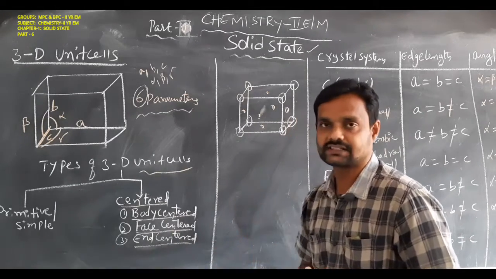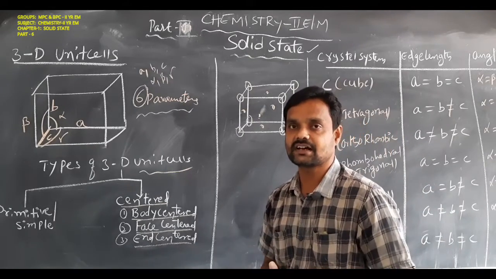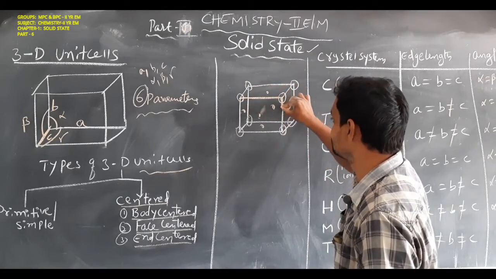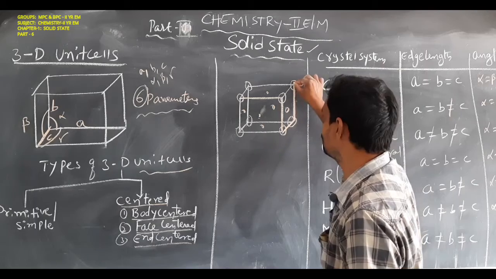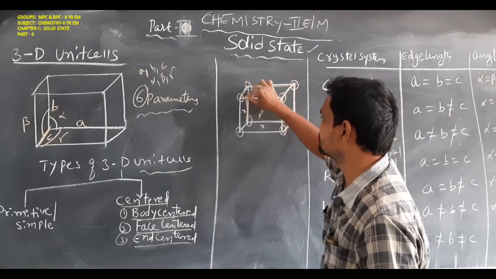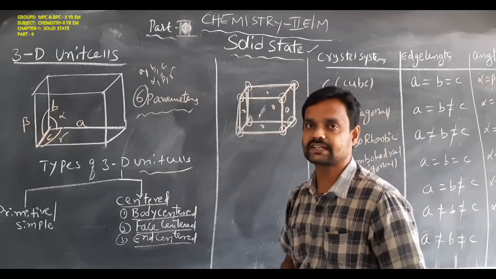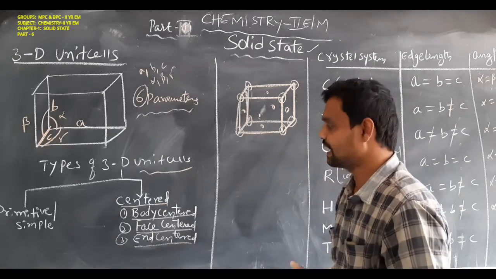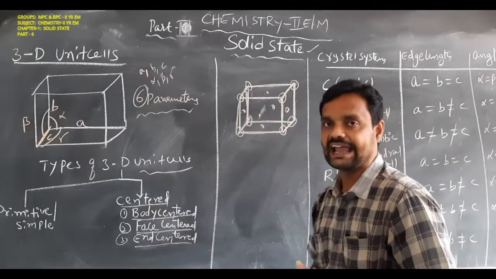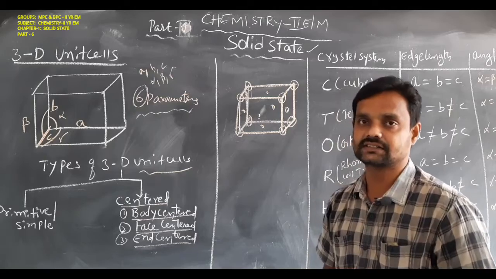Next, end centered unit cell. The atoms are present at the 8 corners and also the atoms occupy the edges. This is the edge. 1, 2, 3, 4, 5, 6, 7, 8, 9, 10, 11, 12. Total how many edges are present? 12 edges are present. So atoms occupy the corners and also occupy the edges of the unit cell. That is called an end centered unit cell.